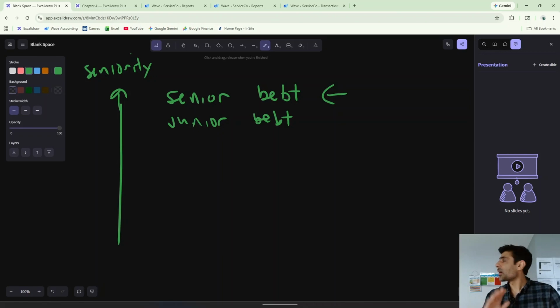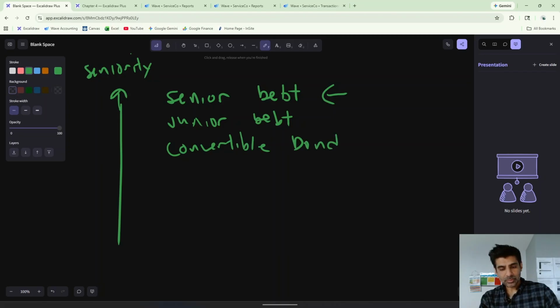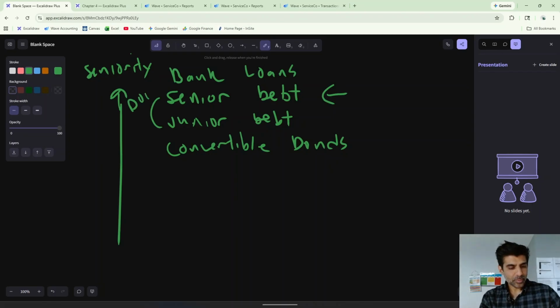There's junior debt. There's quasi debt, like convertible debt, which is more junior, convertible bonds. And you can say also bank loans. They're going to be also senior here. So this could be like senior. I'm thinking more of these being bonds. And then you're going to have preferred stock and then common stock.